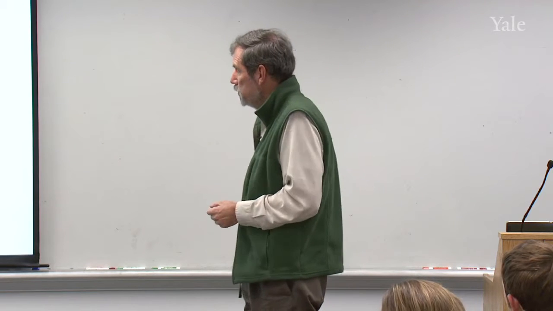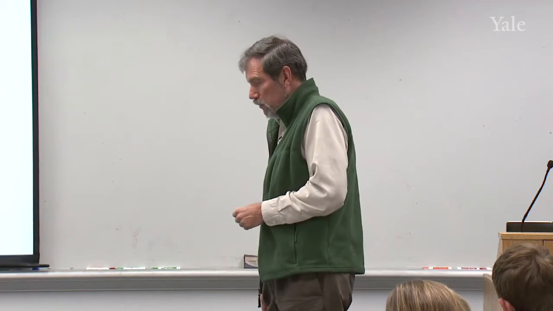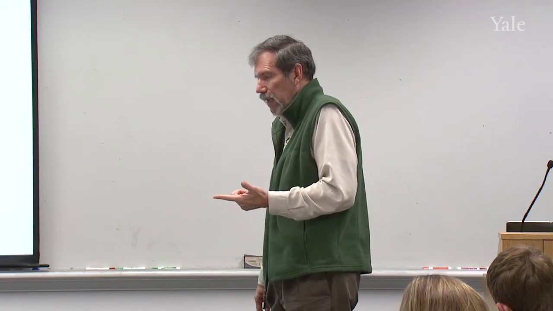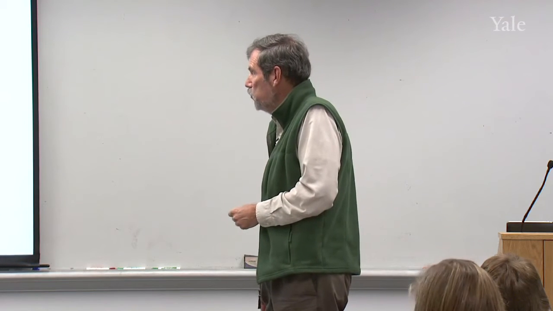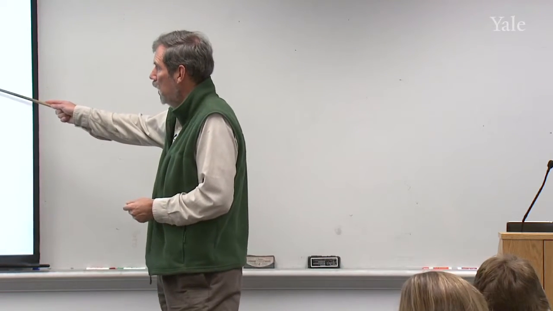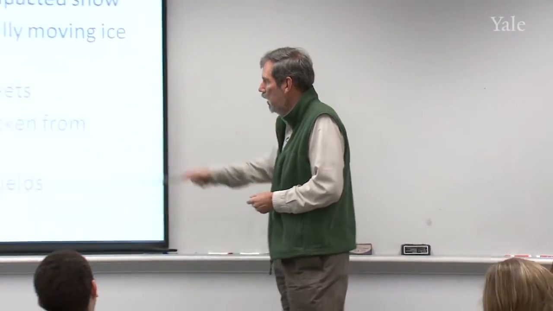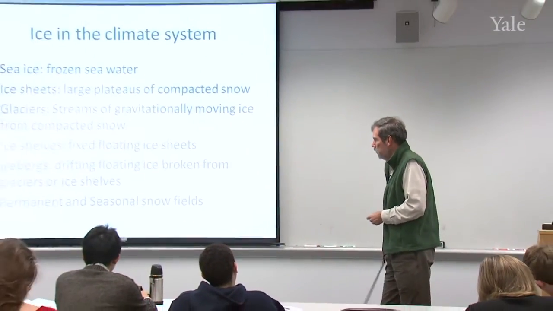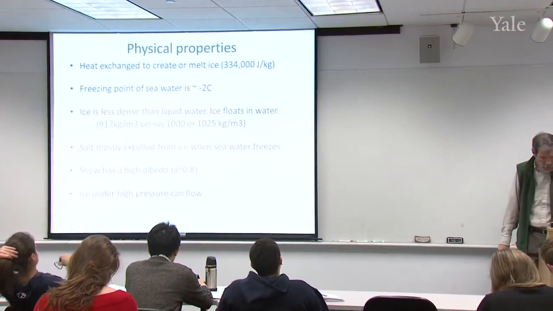We'll talk about those. Later on, next week, when we talk about climate change, I'll describe how in earlier days there were some other ice sheets on Earth, but at the moment there's just those two. We'll talk about how they work. Glaciers, both coming down from ice sheets and from mountain glaciers, ice shelves, icebergs, and permanent and seasonal snowfields. So we'll be going through those subjects today.